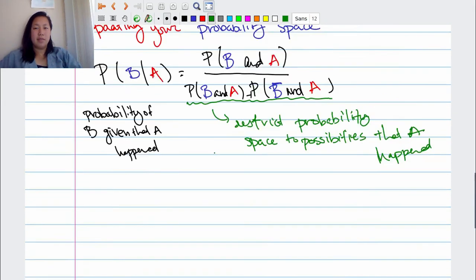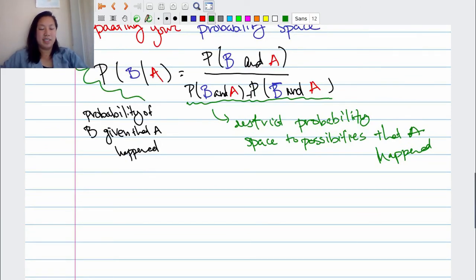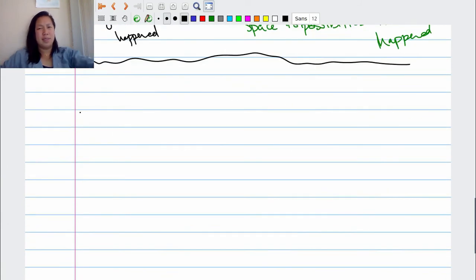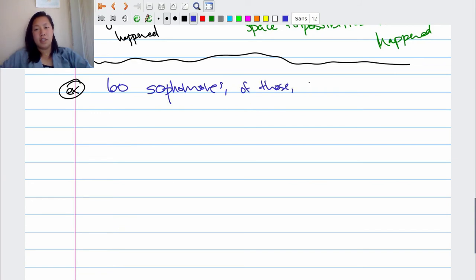Okay, cool. So now that we have this formula, we can try doing some practice problem. I'll draw some trees. I think the tree helps a lot. So here, let's have our example. I think this is one of the discussion examples, where let's say we have sophomores. Okay, let's say we have 60 sophomores. And of those 60 sophomores, 20 have declared.